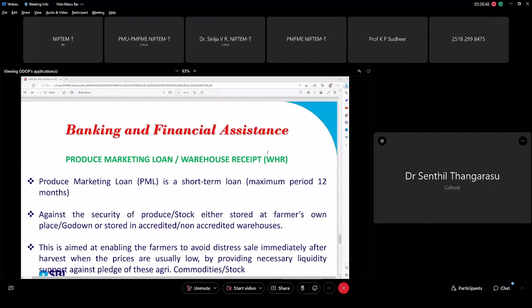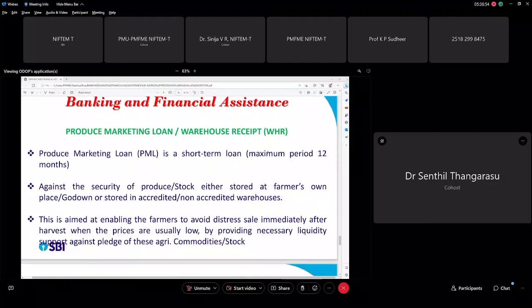That scheme is already covered by the NIFTM, I think. Under the scheme, they can take up any processing activities, lab, storage, packing and marketing, and incubation services, maximum of 2 crores. Maximum of 2 crores. But the scheme has already been elaborated by the NIFTM.